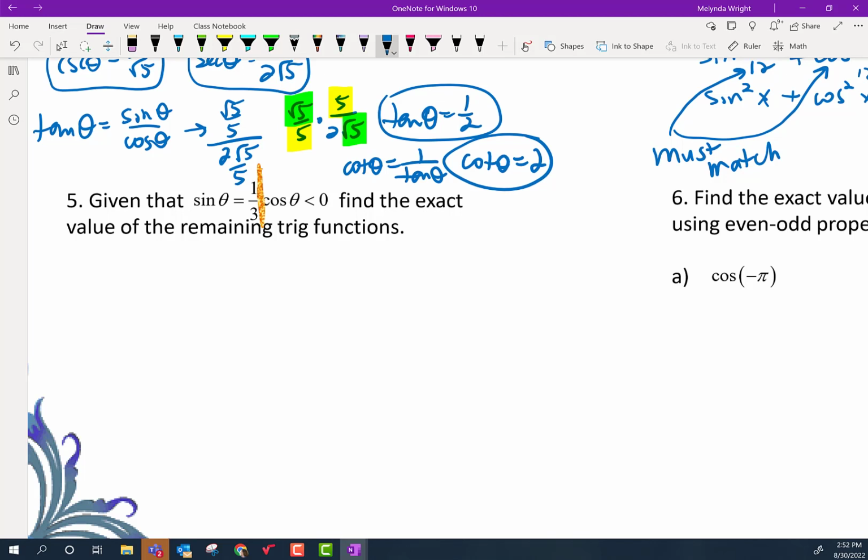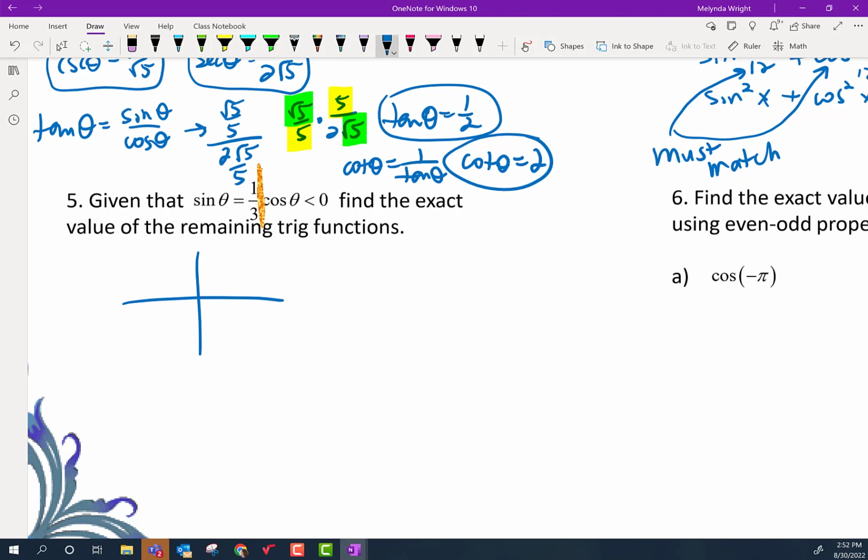All right, we got that. But what are we going to do about cosine being negative? Let's think about the coordinate plane. I need cosine to be negative, but I need sine to be positive. Where is that going to be? Which quadrant would sine be positive and cosine be negative?